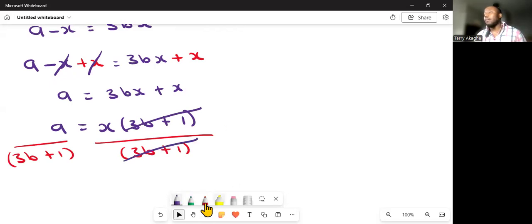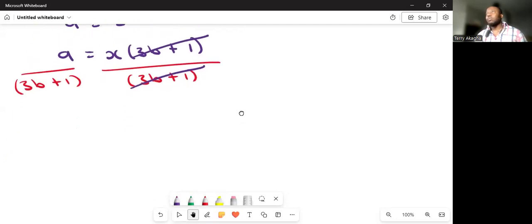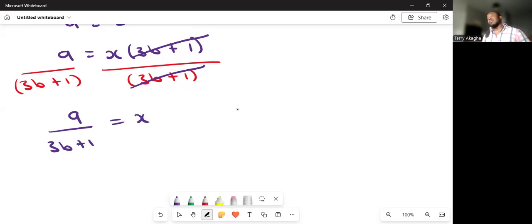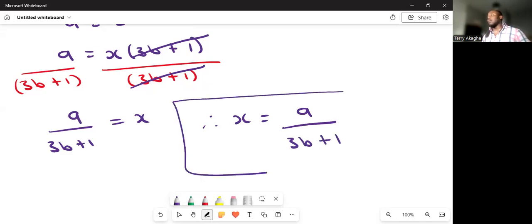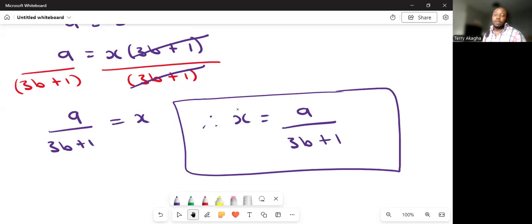Then we're going to have A over 3B plus 1, okay, is equal to X. Therefore, we can say X is going to be A over 3B plus 1. And that will be the answer for that. Okay? All right, so that is that.